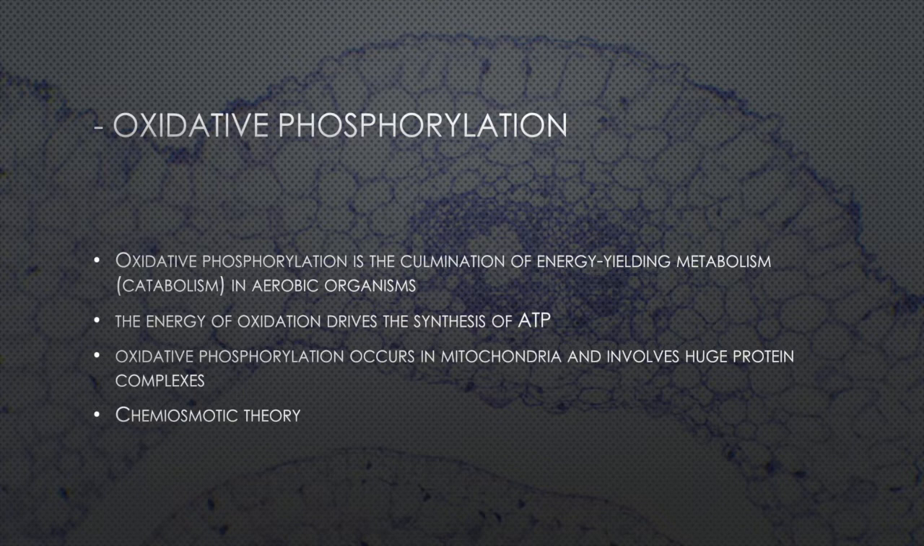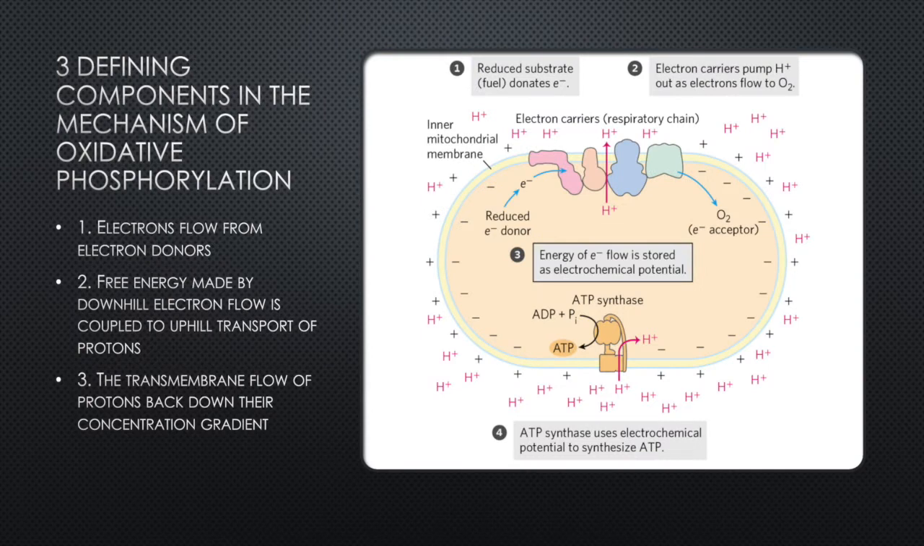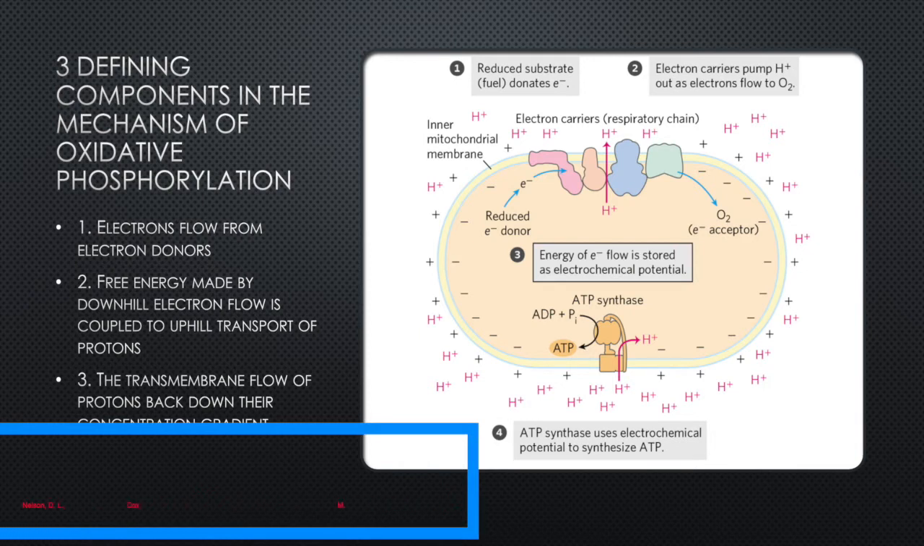In eukaryotes, oxidative phosphorylation occurs in mitochondria and involves protein complexes in the mitochondrial membranes. This is known as the chemiosmotic theory and has been accepted as one of the great unifying principles of the 20th century. It provides insight into the processes of oxidative phosphorylation and photophosphorylation in plants.